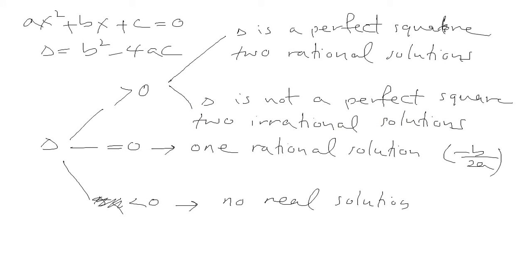Okay, so that's everything you can get from the delta. Delta can be positive and a perfect square. Then you will have two rational solutions. It can be positive but not a perfect square. Then you will have two irrational solutions. Delta can be 0. In that case, you will have one rational solution. And delta may be negative, and in that case, you have no real solution.